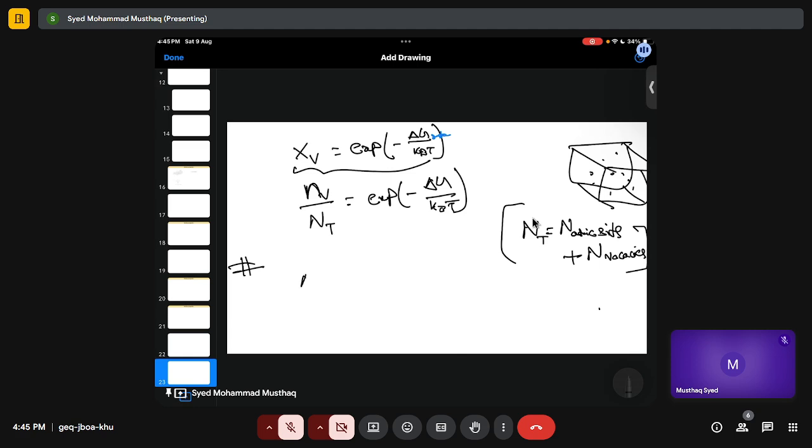Now we know delta G will be equal to delta H minus T delta S for vacancy formation. Delta H is nothing but the energy required to create vacancies, and delta S is the entropy of vacancies. We are not considering the thermal entropy. Let's consider only the configurational entropy. So how do we get that?